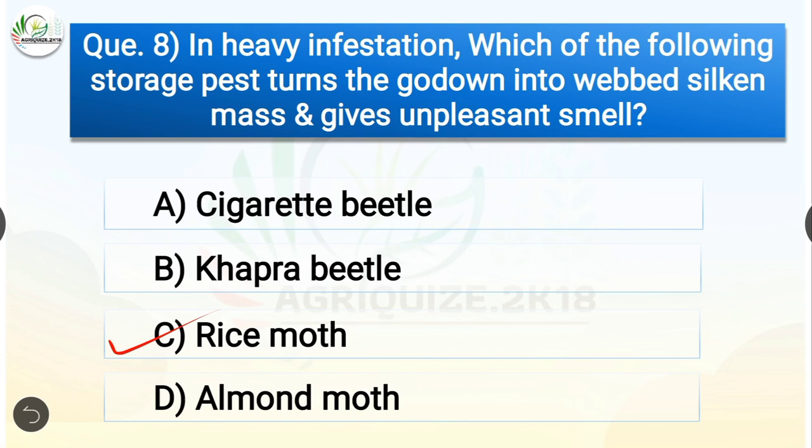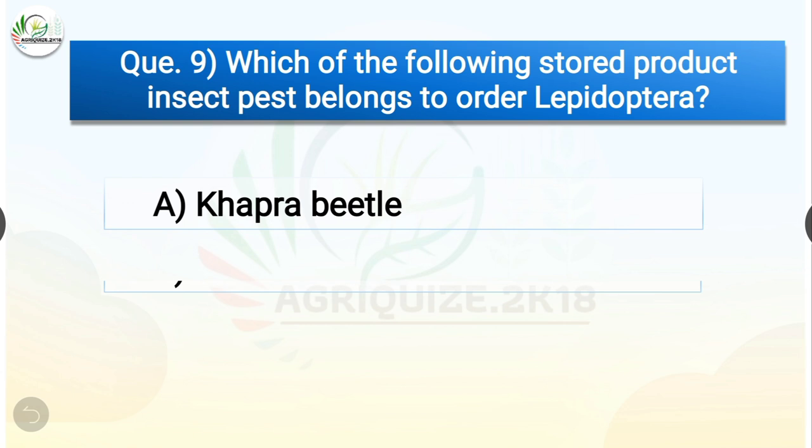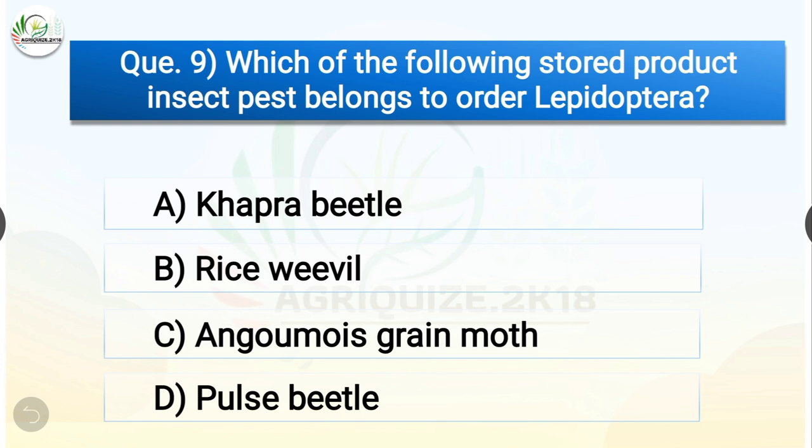Question number 9. Which of the following stored product insect pests belongs to the order Lepidoptera? The options are khapra beetle, rice weevil, angoumois grain moth, or pulse beetle. The correct answer is option C, angoumois grain moth. So angoumois grain moth is the stored product insect pest which belongs to order Lepidoptera. Remaining all the 3 belong to Coleoptera order.